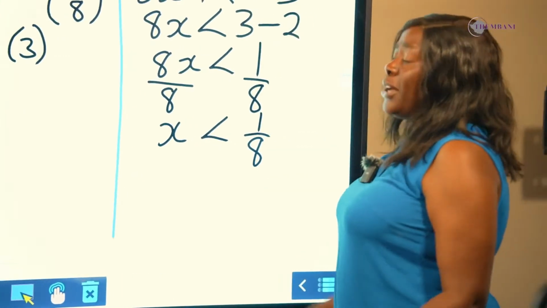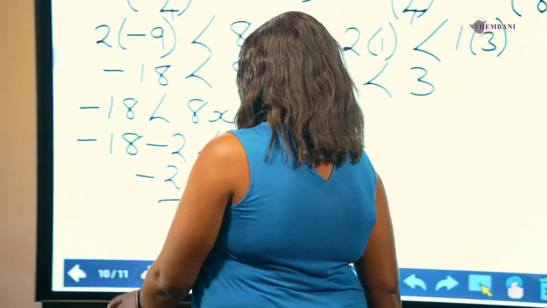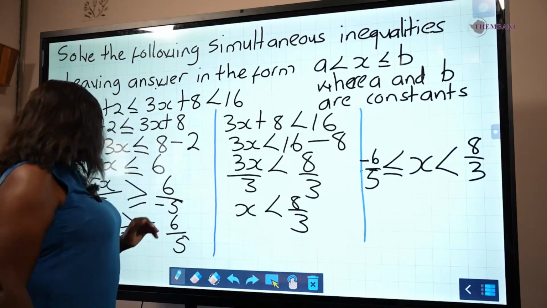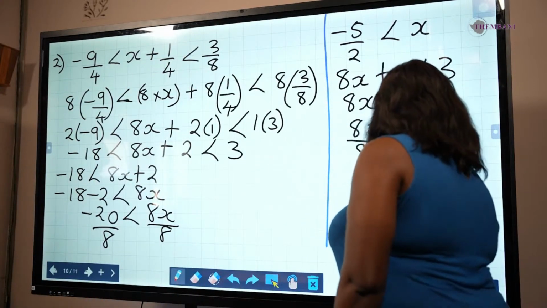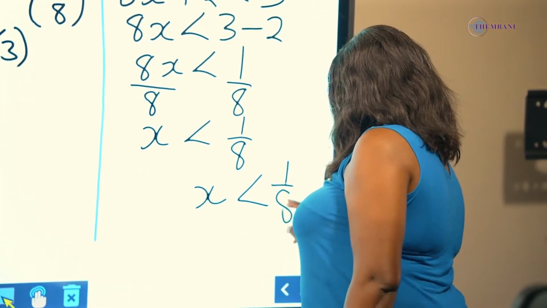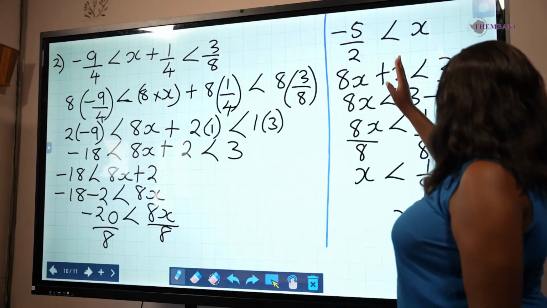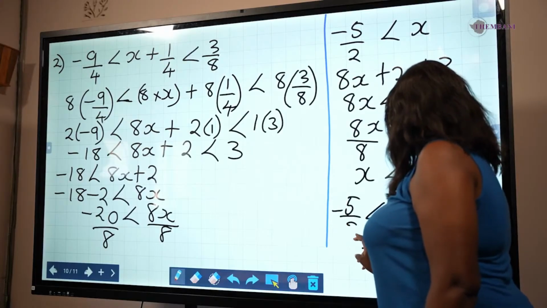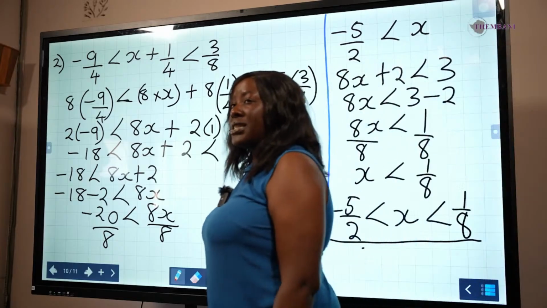Then from there, I'm going to combine my solution into 1. Remember, our question was asking us to write it in that form. So in this case, I'm going to write my x in the middle. After writing my x in the middle, I'm going to write this as it is. So I've satisfied this part. Then for me to satisfy that part, I'm going to have my x's there, then my inequality sign, then my negative 5 over 2. This is our solution for this inequality. We have solved this simultaneous inequality.